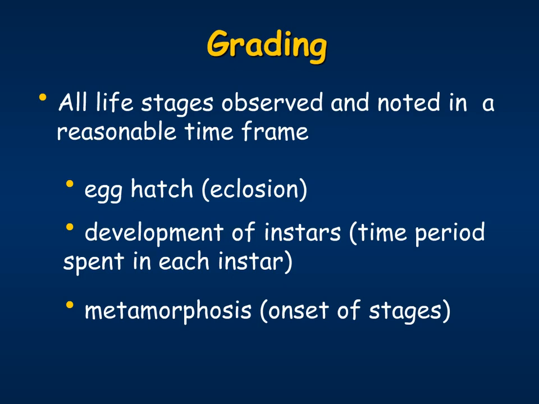So maybe on a certain day that they go into their first instar, then a few days later they molt into their second. You're just going to want to keep track of those different dates and record those. And then finally your metamorphosis, which is the onset of stages. So when do they go from egg to caterpillar, then caterpillar to pupa, and then pupa to adult finally?